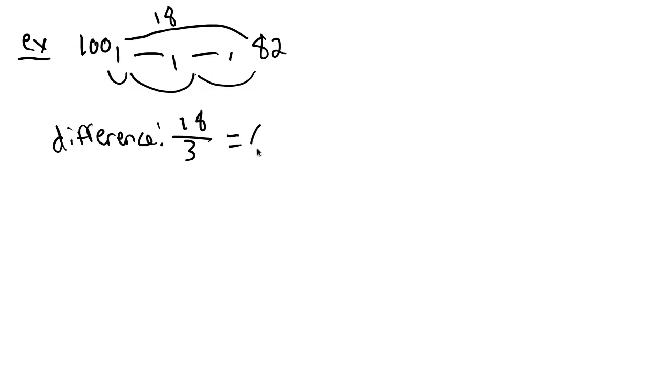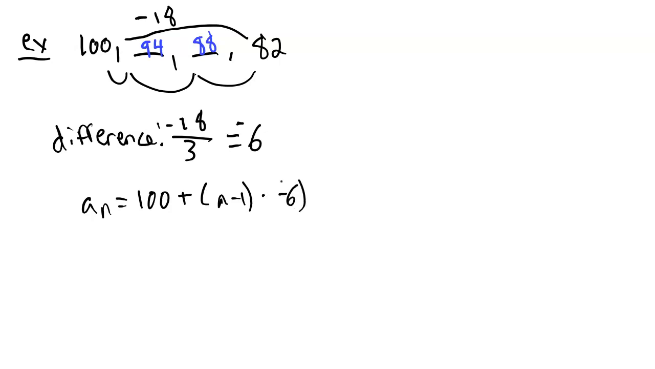So each time we're subtracting 6, meaning that when we put these in, we just need to subtract 6 each time. 100 minus 6 gives us 94. 94 minus 6 gives us 88. Now, of course, you could do this by figuring out the explicit definition as well. a sub n is equal to 100 plus n minus 1 times negative 6, but it'll just get you the same thing as doing it this way.